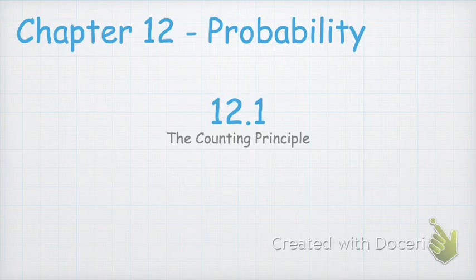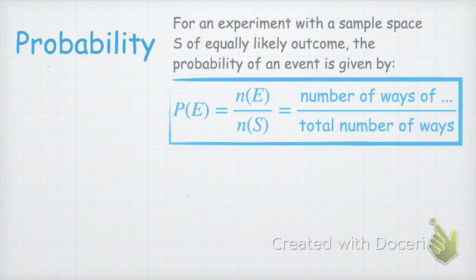Hey, everybody. So, we're going to begin a chapter on probability. And so, the next couple of units will be about that. And today, it's all about counting. The reason we're talking about counting is because probability is defined as a fraction, which is the number of ways of doing something we're interested in divided by the total number of ways of doing something.